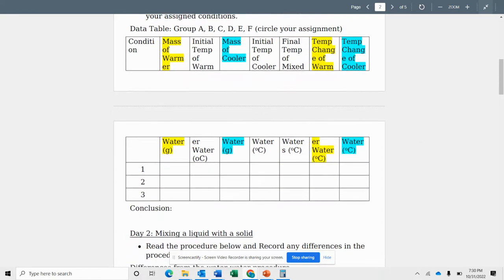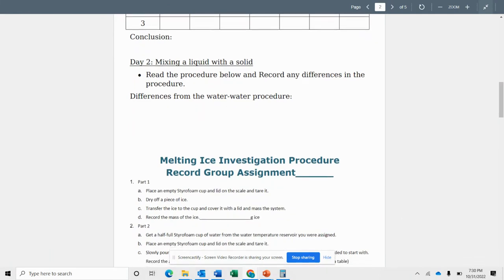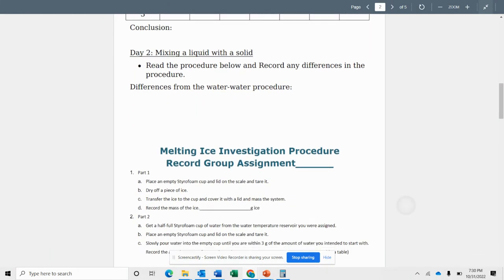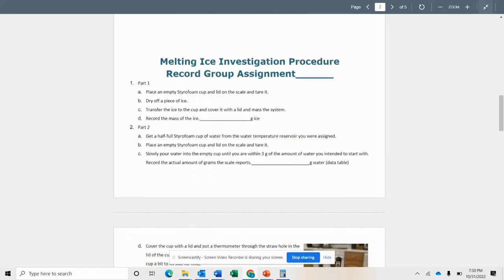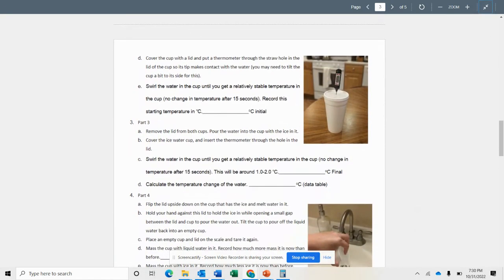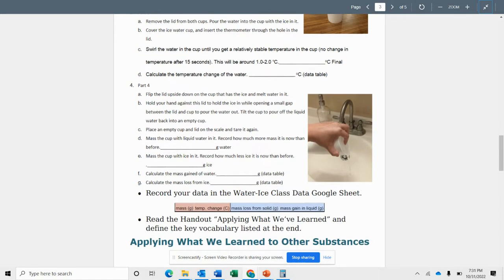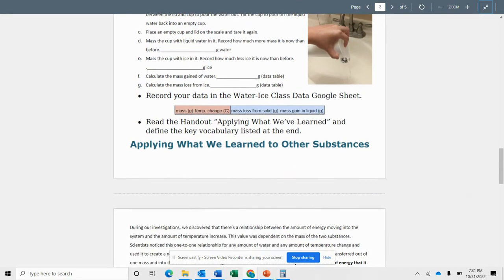We did that lab, we took our data, we figured out what we figured out. Second day, we did the mixing a liquid with a solid. We followed through those procedures. Again, if you did the lab at home or want to do it at home, awesome. If you were sick or gone or whatever, just talk to me. But if you were there and you just didn't get it done, there's not much I can do.